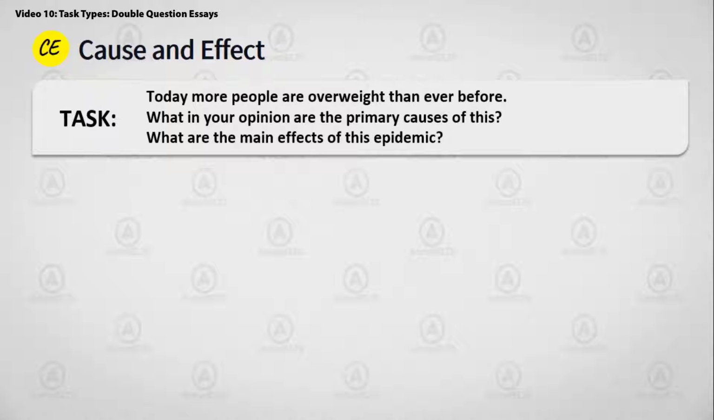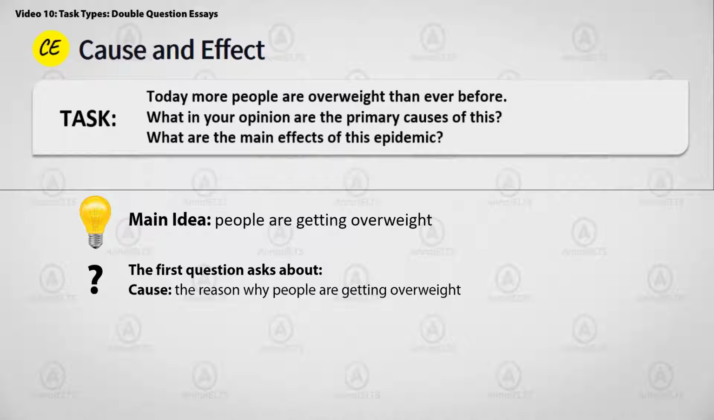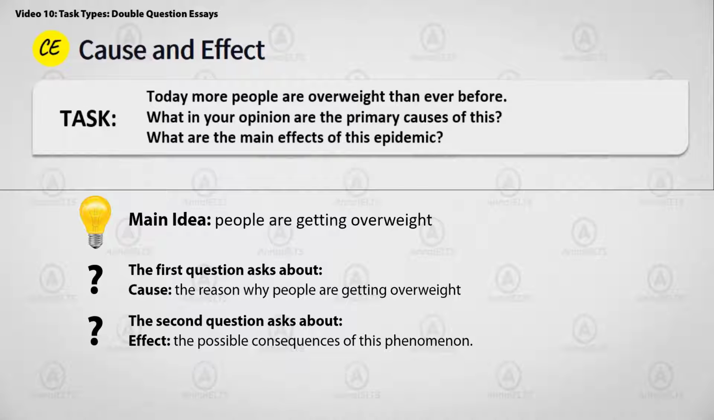For example, today more people are overweight than ever before. What, in your opinion, are the primary causes of this? What are the main effects of this epidemic? As it was mentioned before, to answer these questions, it is necessary to extract 3 factors. In this example, the fact given in the statement is that people are getting overweight. The first question asks the candidates to talk about cause. It means candidates should talk about the reason why people are getting overweight. The second question asks about the effects. It means the candidates should talk about the possible consequences of this phenomenon.